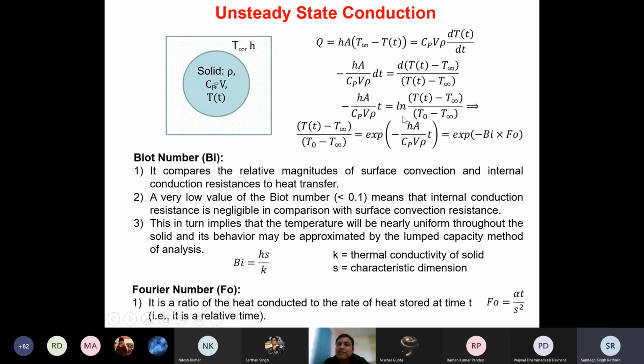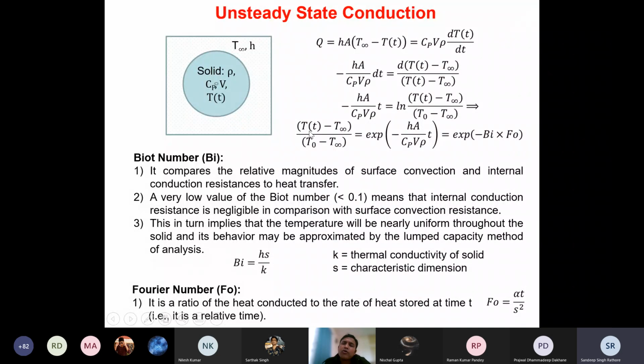We can rearrange this. After rearranging, we get minus hA over rho CpV dt equal to this right hand side. If we integrate it, we get (T(t) minus T infinity) divided by (T naught minus T infinity) equal to exponential of minus hA over rho CpV times t. So in this equation, T naught is the initial temperature of the body, T infinity is the temperature of the fluid medium outside, and T(t) is how my temperature varies with respect to time.